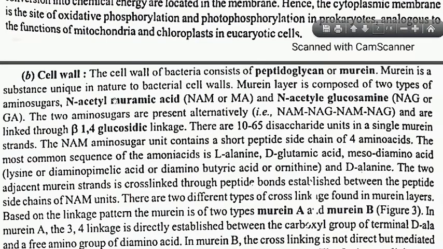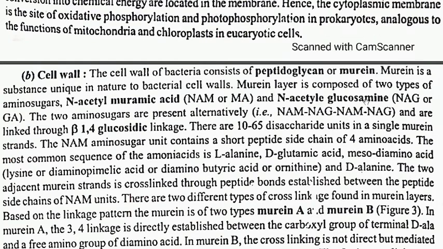Now coming to the cell wall of the bacteria. The cell wall of the bacteria is a very important aspect, and I think this is the main feature which we all should understand: the cell wall of bacteria consists of peptidoglycan or murein. This murein is a substance unique in nature to bacterial cell walls.